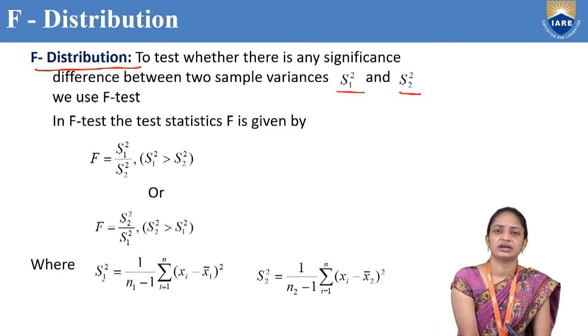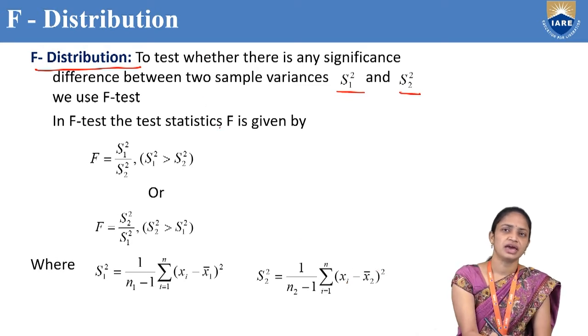Here S1 square equal to 1 by N1 minus 1 summation Xi minus X1 bar whole square, and S2 square equal to 1 by N2 minus 1 summation Xi minus X2 bar whole square. So this is the formula for F distribution.